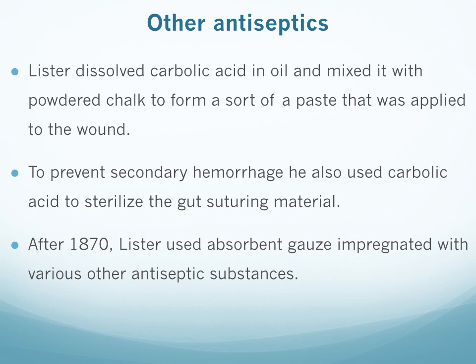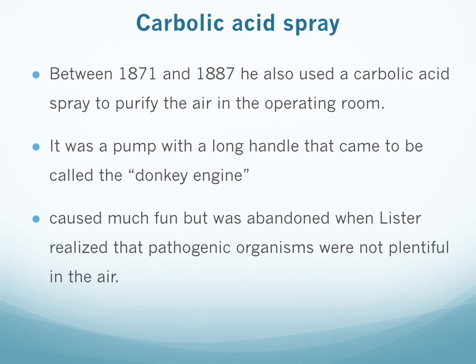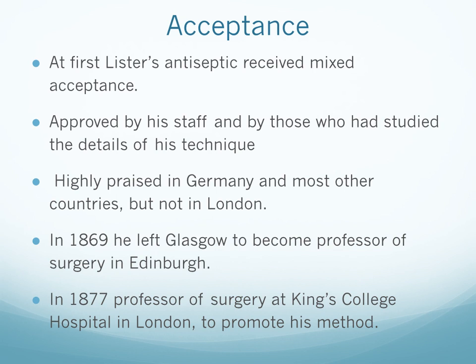Lister did not stop at the use of carbolic acid. He tried to find different alternatives for it. So after 1870, Lister used absorbent gauze which was impregnated with various other antiseptic substances. At first, Lister's antiseptic received mixed acceptance. His staff approved his method and started using it.